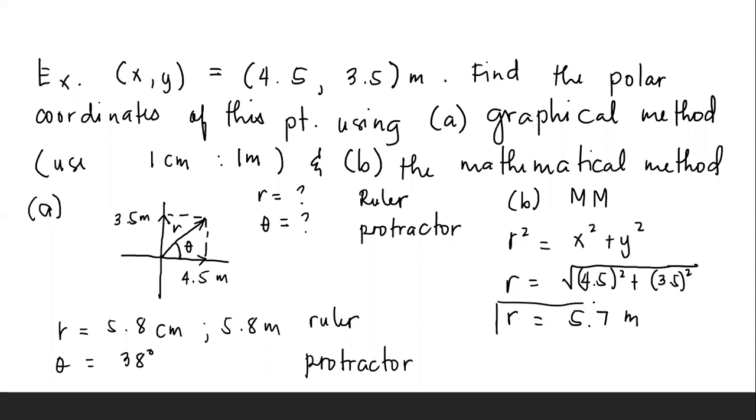0.7 meter. For the angle theta, under the trigonometric function, you have tangent theta is equal to y over x. Therefore, that is 3.5 over 4.5. For theta is equal to arc tangent 3.5 over 4.5, where theta is equal to 38 degrees.